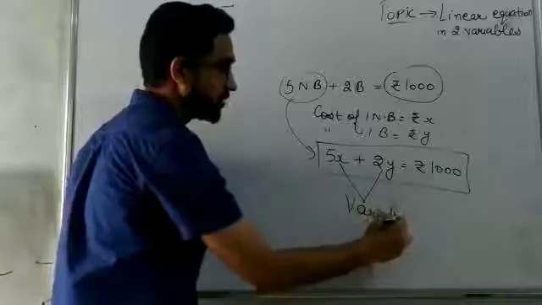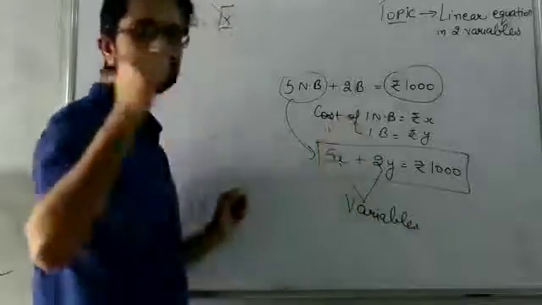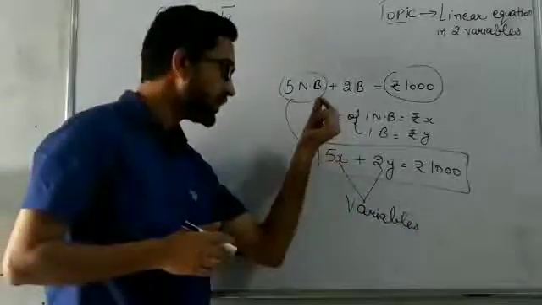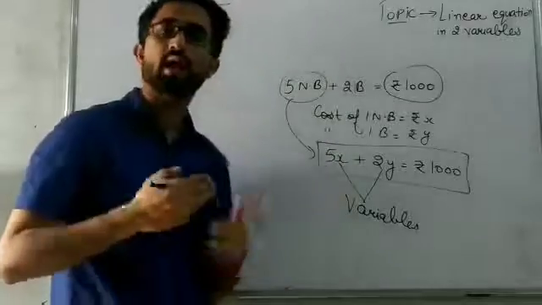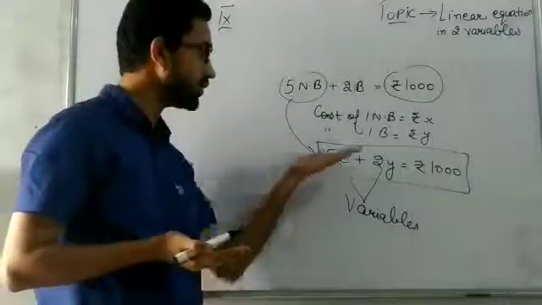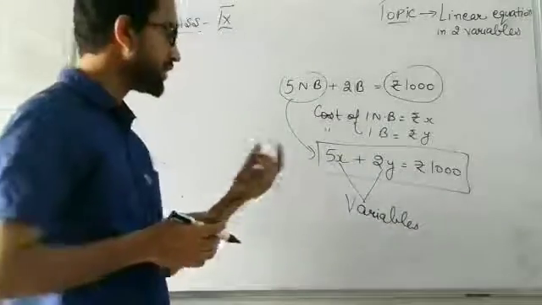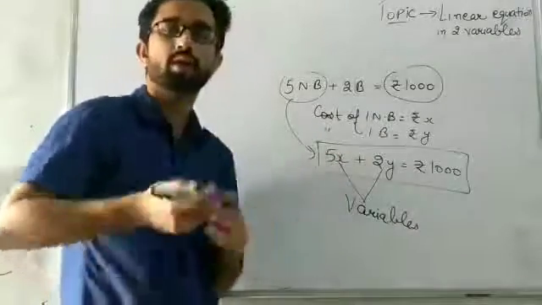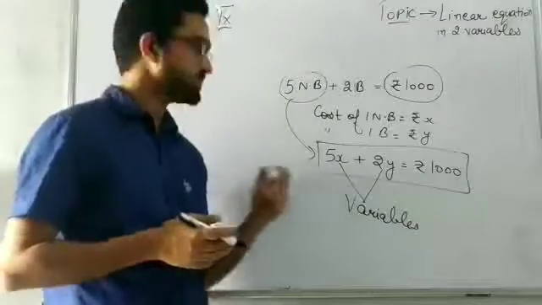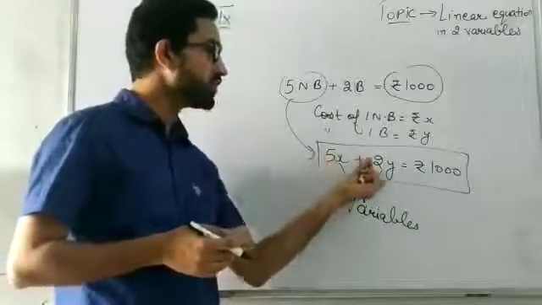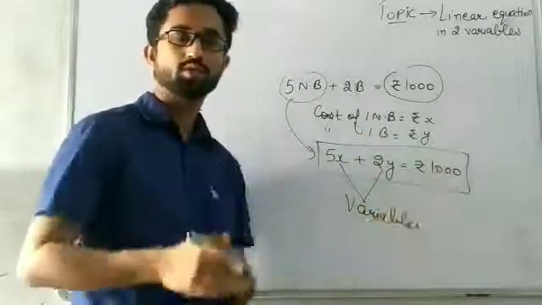Variable we already know very well. We have done in the lower classes that variables mean something whose value can be changed. Here the cost of notebooks and books can be changed. So that's why X and Y will be our variables here. 5 and 2 are constants, 1000 is also a constant.